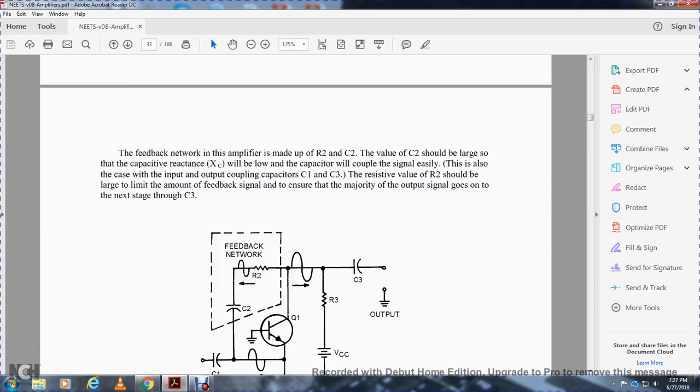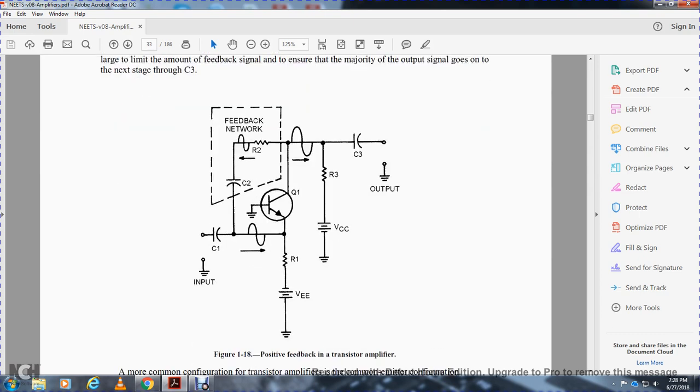This is shown in figure 118. The feedback network in this amplifier is made up of resistor R2 and capacitor C2. The value of capacitor C2 should be large so that its capacitive reactance is low and the capacitor will couple the signal easily. This is unlike the input and output coupling capacitors C1 and C3. The value of resistor R2 should be large, to limit the amount of feedback signal and ensure the majority of the output signal goes on to the next stage through capacitor C3.